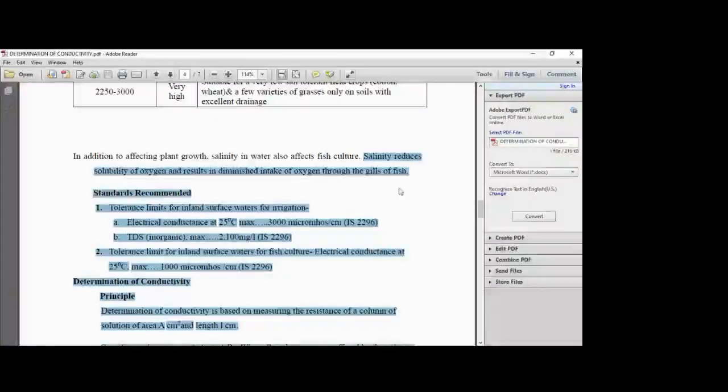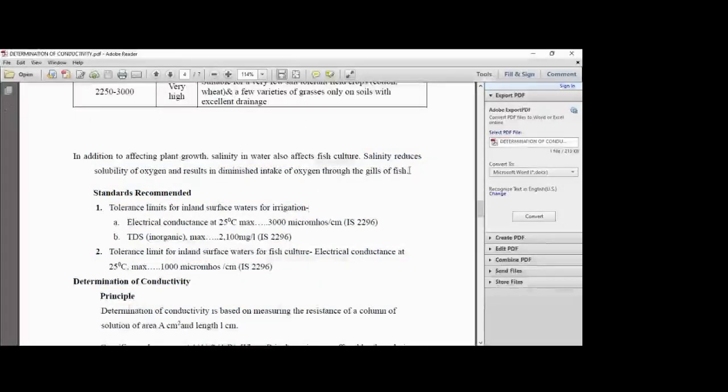Salinity reduces solubility of oxygen and results in diminished intake of oxygen through the gills of fish. Now, I don't need to highlight this particular point. We have already seen in our DO experimentation that as the value of salt concentration goes on increasing, the dissolved oxygen content goes on decreasing. So we have already seen that the salt concentration is inversely proportional to the value of DO. More is the salt concentration, lesser will be the DO. So what will happen if I'm going to plan some fish culture in that sense? I'll have to take a decision whether to go for that or not, right?